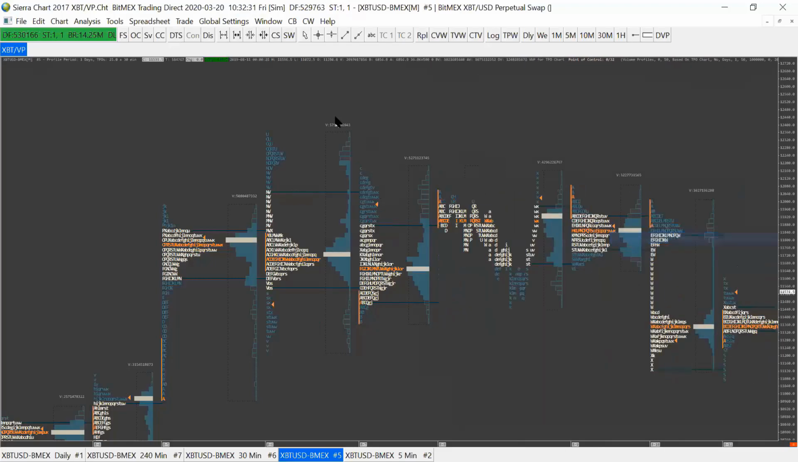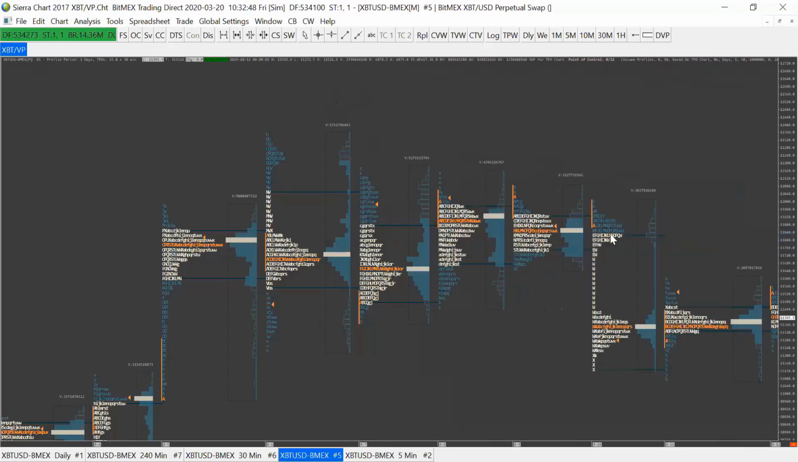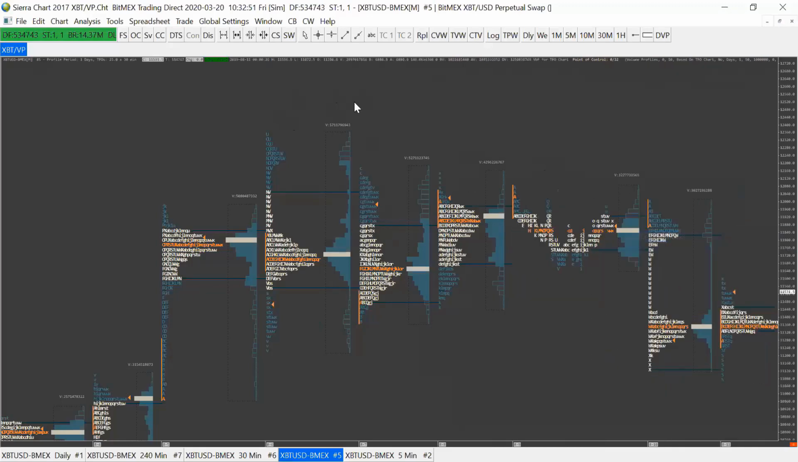The next day, price moves out of value in the first hour, comes back into value, stop above the previous day's high, targeting the previous day's value area low. And let's see, the same thing again. Out of value, back in, stop above the previous day's high. There's the value area low.